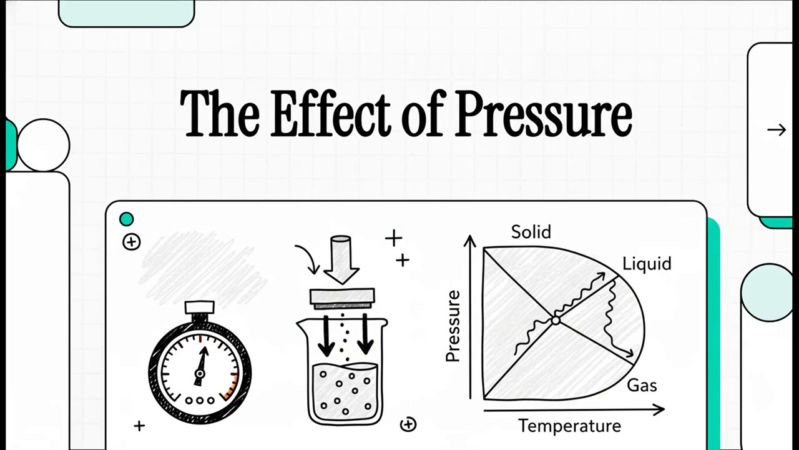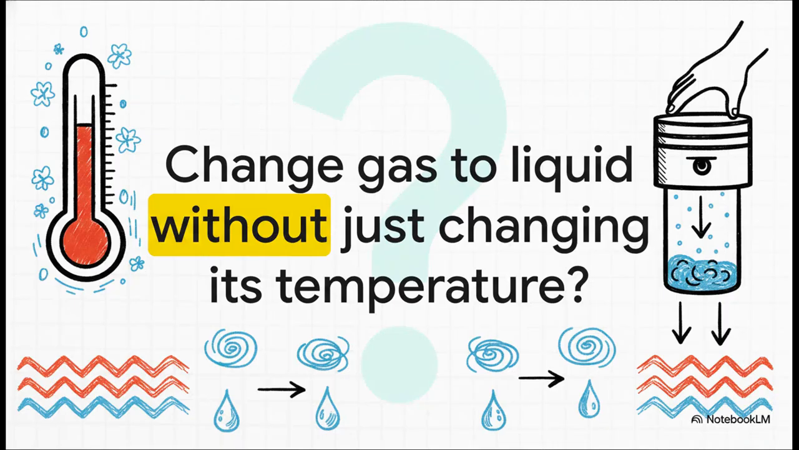Hello everyone! In our previous discussions, we've seen how changing the temperature can change matter, like when ice melts into water or water boils to become steam. But is temperature the only thing that can do this? Today we're going to explore another very important factor, pressure, and see the amazing effect it has on the states of matter. So this brings us to a very interesting question.